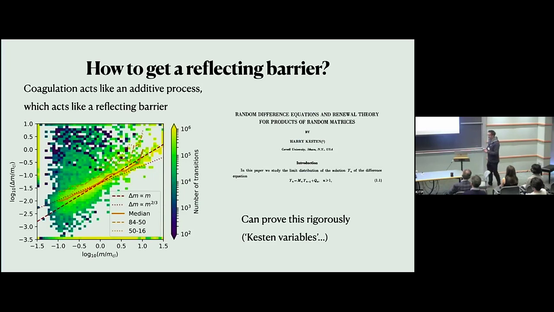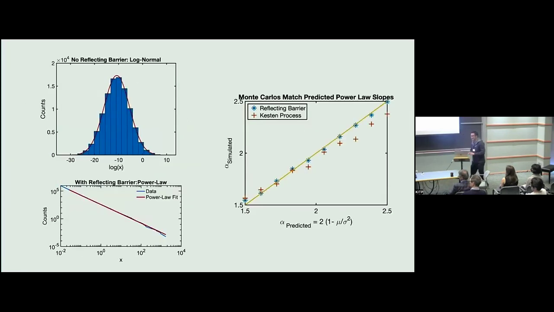How much time do I have? You can run Monte Carlos of the same thing. With no reflecting barrier, you get a log-normal. If you have a reflecting barrier, you get a power law. If you add numbers, basically what happens is that if you're small, you just get repelled from the origin. It effectively acts like a reflecting barrier, and you get a power law again in your Monte Carlos.